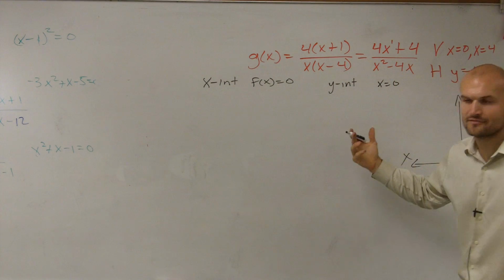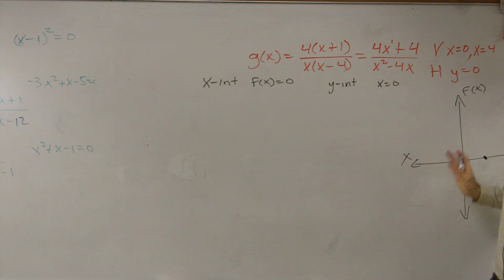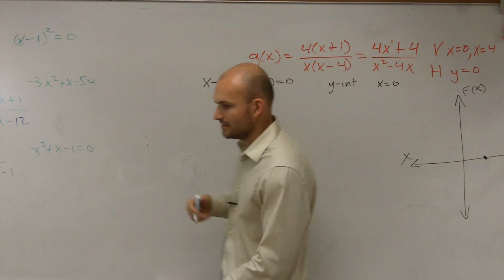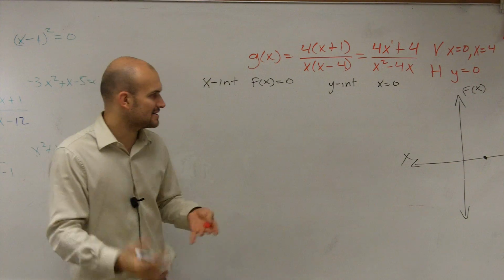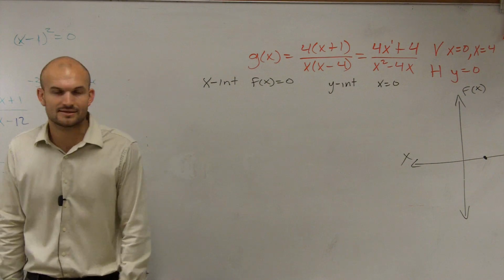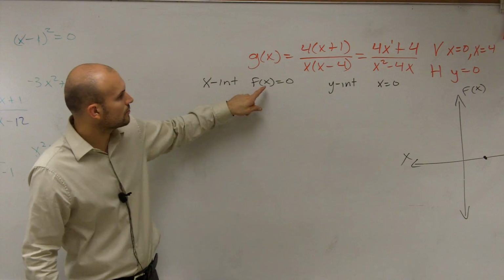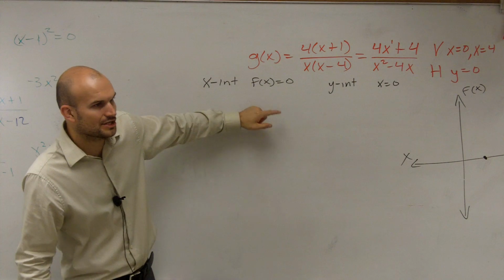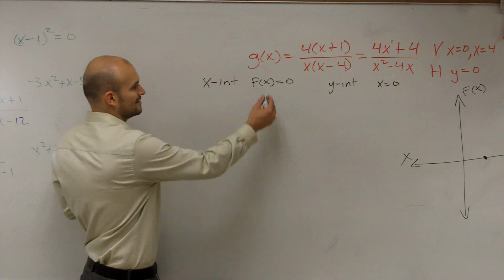Now, you could say the f of x-intercept, because we're dealing with functions. But they say find all intercepts, so I just always revert back to x and y thinking about it. So if f of x equals 0, let's do that.